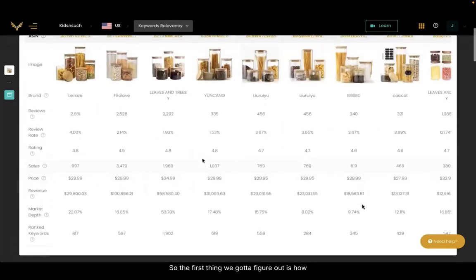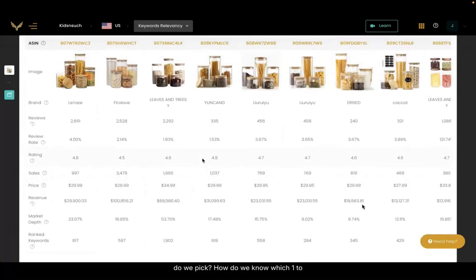So the first thing we've got to figure out is, how do we pick? How do we know which one to target and which one we're going to compare to? In this example, it's pretty straightforward, and I'll walk you through what to look for and why. Generally speaking, we are going to be comparing a few different data points to determine if we are more credible than a competitor. For a competitor where we have more credibility on our listing than they do, it stands to reason we should be selling more than they are.